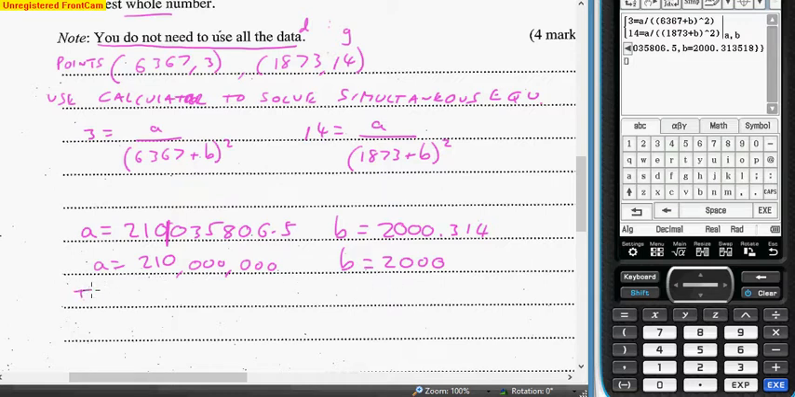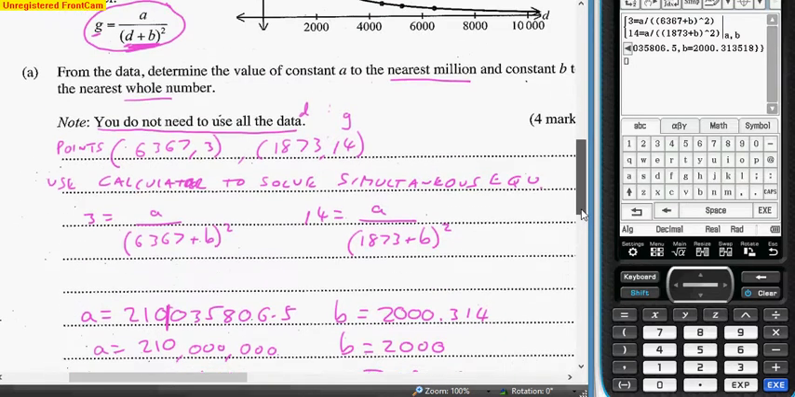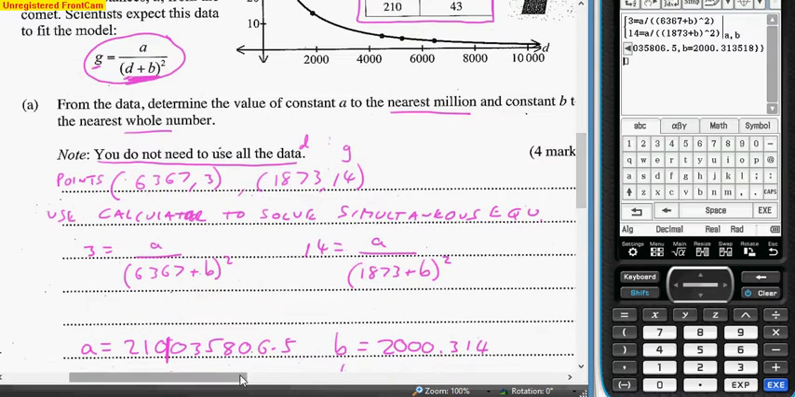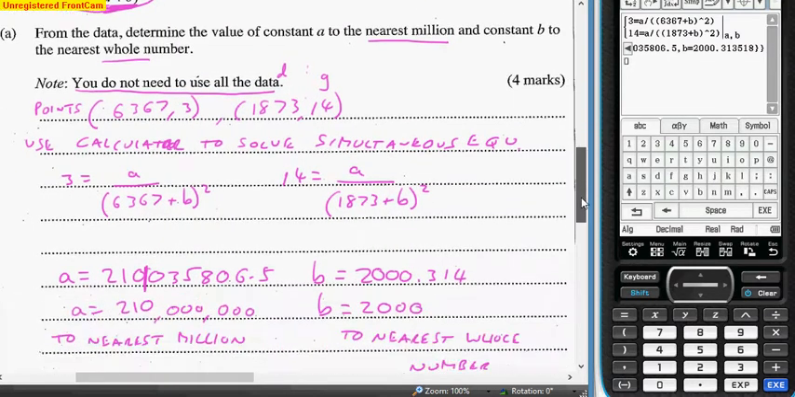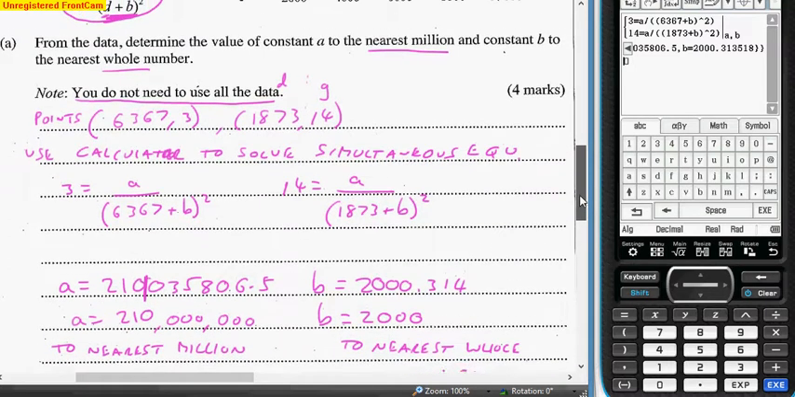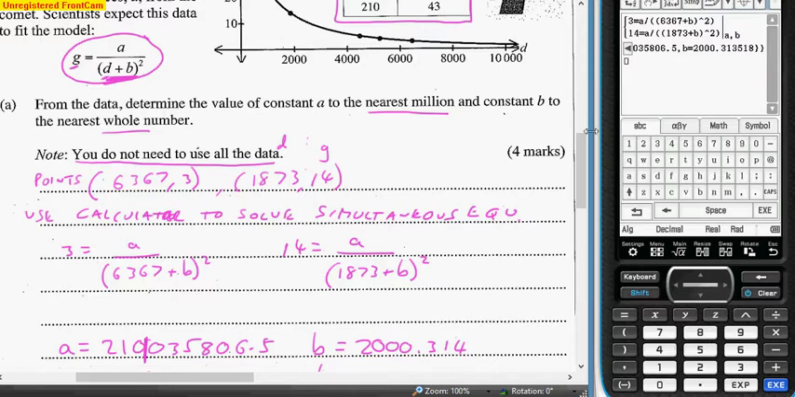A equals that. To the nearest million. To the nearest whole number. Just checking again that I've done everything we need to do in the question on the value of the constant A to the nearest million, B to the nearest whole number. Right, I think that's that. This is definitely a case when you get numbers like this, I think the calculator is a very, very useful companion. Okay, I will stop just there.